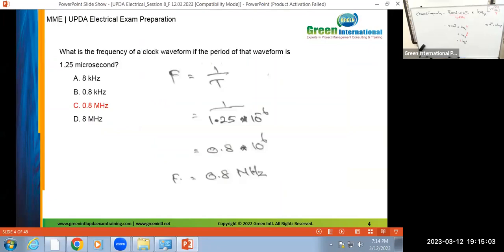I hope you got the fourth slide. So what is the frequency of the clock waveform? The time period is 1.25 microseconds. So simply they give the time taken, we need to find the frequency, that is equal to 1 by T. And here you need to calculate seconds, microseconds, nanoseconds, milliseconds. Milli is 10 power minus 3, micro 10 power minus 6, nano 10 power minus 9, pico 10 power minus 12, femto 10 power minus 15.